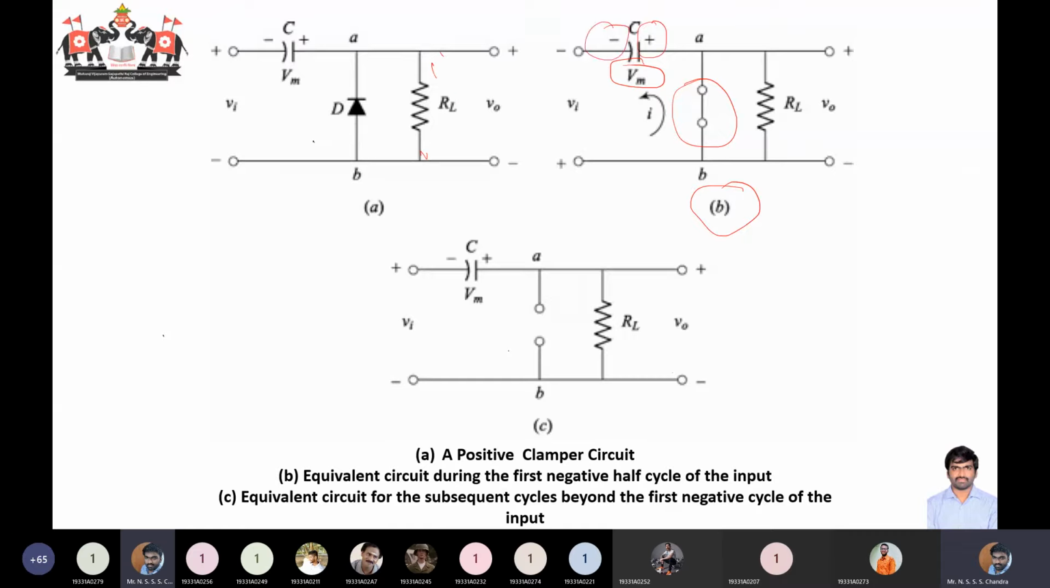Across the terminals of your capacitor. Okay, and for the subsequent cycles of your supply, your capacitor now acts like a constant DC voltage source. The capacitor acts like a constant DC voltage source, and then your diode will remain in the open condition.